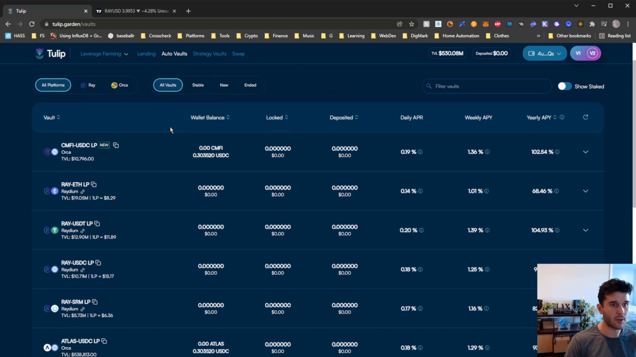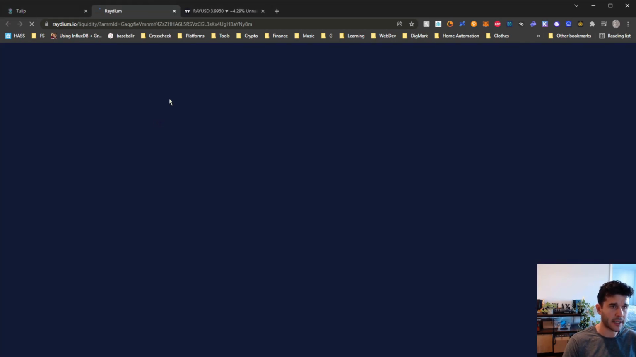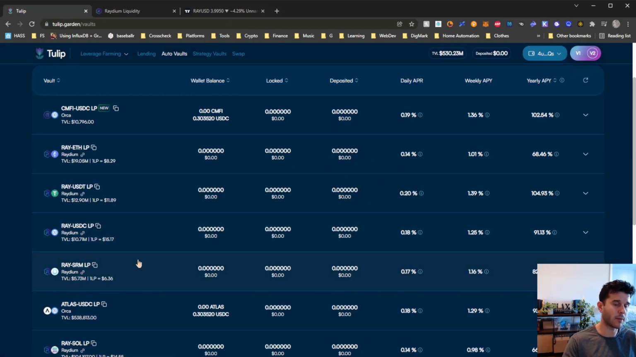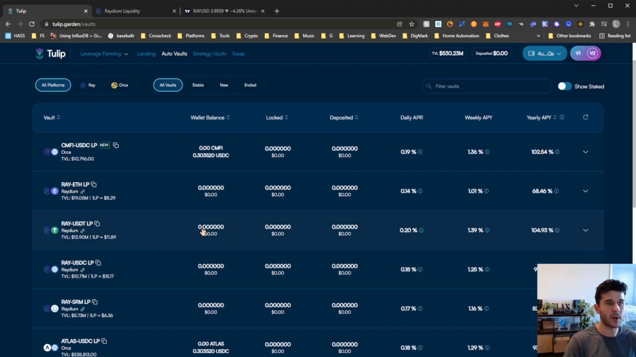The auto vaults is going to be your regular LP position that you might be in Radium or Orca, but then you stake the LP tokens in Tulip and it's going to auto compound your yield. So if you're in the Radium Serum pool on Radium, you would add liquidity into that pool, and then Tulip is going to automatically claim whatever tokens you're getting paid out in, probably Radium and Serum, and it's going to sell them and add to your position. In this case, they wouldn't need to sell because it's the same assets, but if you're in, you know, a non-Radium pair, it would sell the Ray tokens and then add into your position, just automatically compounding that yield. So if you aren't interested in the leverage part and just want to gain a little bit additional APY, you can always stake your LP tokens in the auto vault.